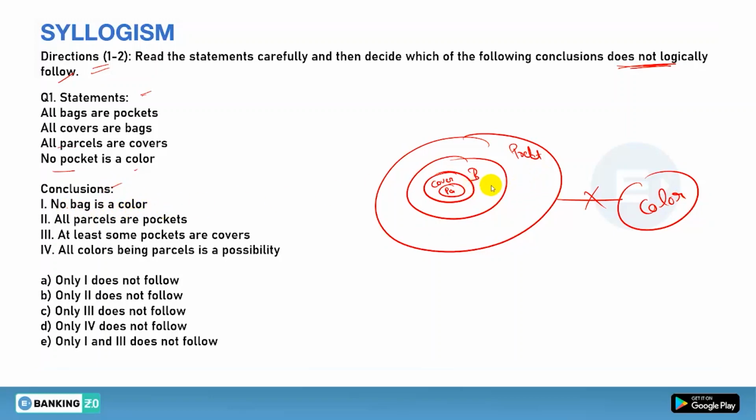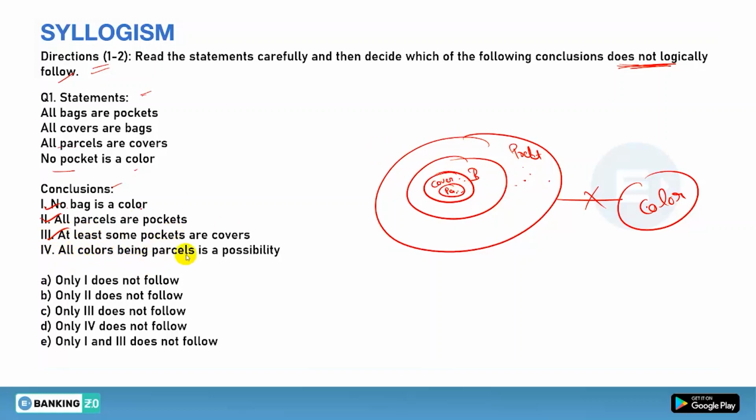Now first conclusion, no bag is color. Now see, bag is inside the pocket and no pocket is color, so it is obvious that no bag will be color. It will not be counted because we have to find does not follow, so this will follow. Now all parcels are pocket. This is parcel, this is pocket, so it is obvious that all parcels are pocket, so this will logically follow. At least some pocket are cover: this is pocket, this is cover, so if all covers are pocket, some pocket must be cover, so this is also true, but we have to find does not follow.